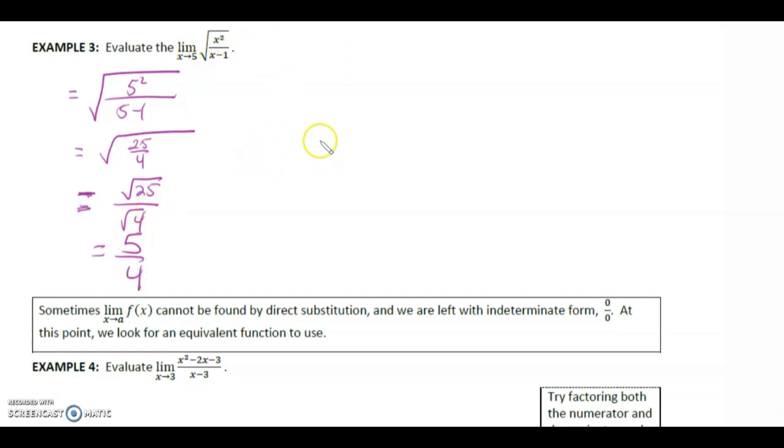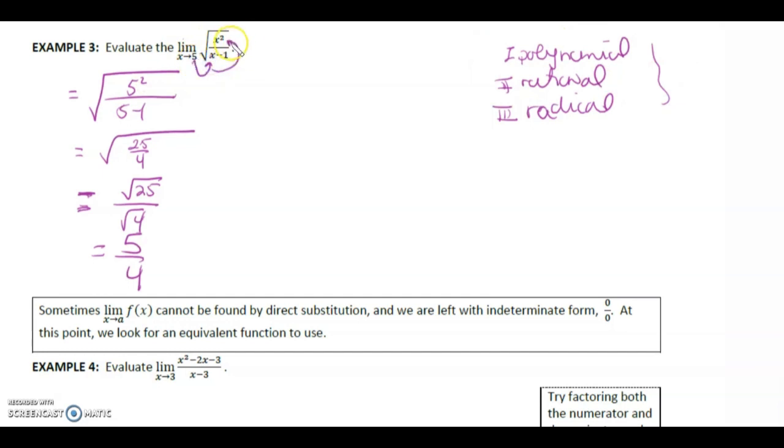Okay, so for all 3 of these, we looked at 3 different functions. We looked at the polynomial function. We looked at the rational, which is a fraction. And then we looked at the radical function, which is a square root function, right? So for all of these, if we're able to substitute in directly and it yields a number, then that works. Now, that's not always going to be the case. It's likely not going to be the case. So let's take a look at what else we can do.